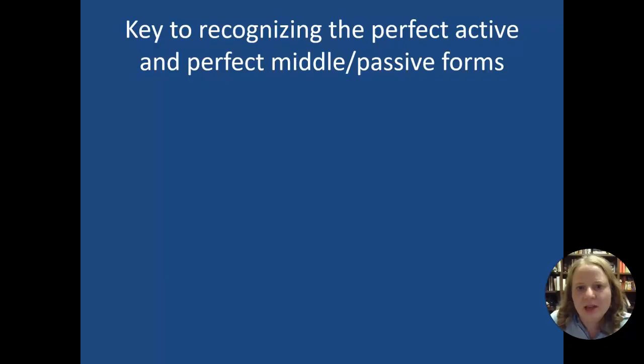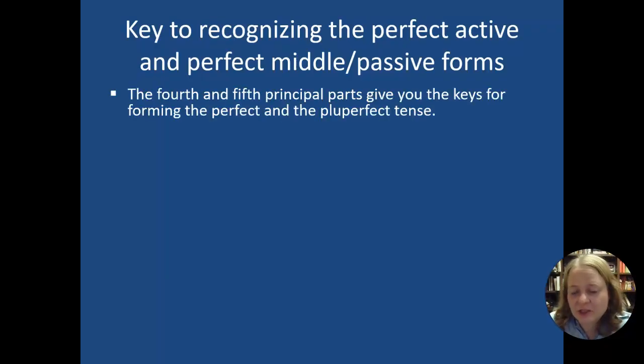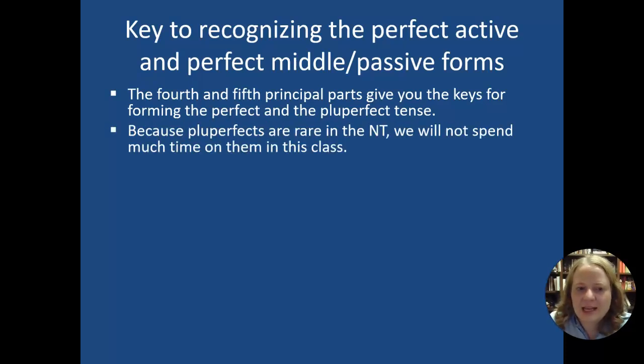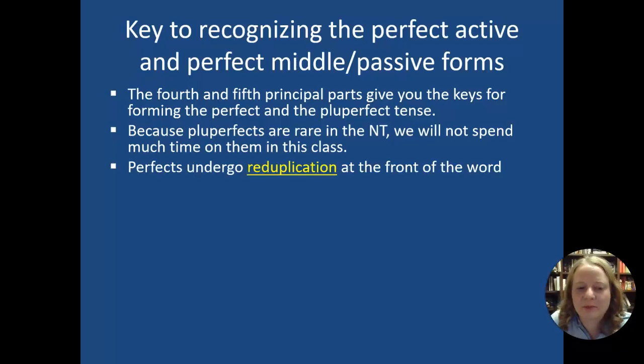Okay. Here's the way to recognize the perfect active or the perfect middle passive forms. These are built off of the fourth and fifth principal parts. And pluperfects are also based off of this, but they're very rare in the New Testament. Only like 6 words have a pluperfect in the New Testament, so we're not going to spend a ton of time on them in this class. Perfects undergo reduplication, and that's why they're so easy to recognize. I'll explain what that looks like in a minute, and once you see it, you won't be able to not notice it.